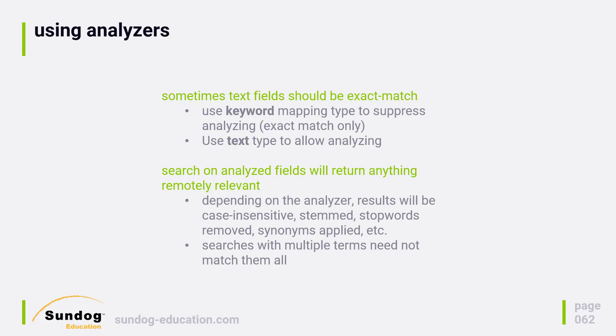Also, in an analyzed field, a search with multiple terms doesn't need to match all of them. If you have just one of those terms match what's in a text field, it will come back as a potential result, maybe with a lower relevance score, however. So let's dive in and see how this all works. It's best illustrated with an example.